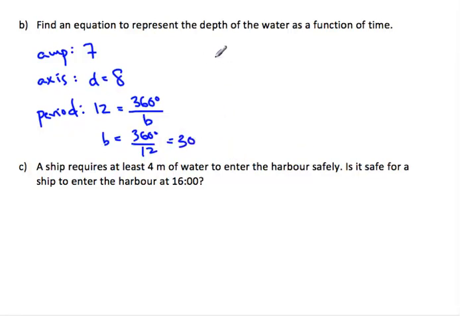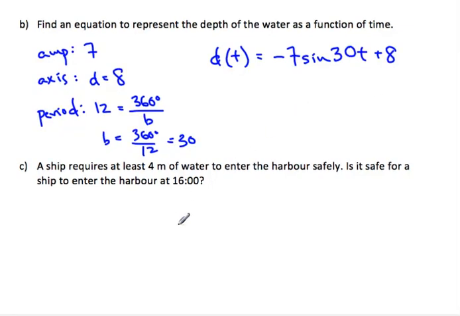That means that I can write my function as depth as a function of time is equal to, remember we said we're going to use a negative sine function, so negative, then we incorporate the 7 for the vertical stretch factor to get the right amplitude, sine, and then I need my b value of 30, my independent variable t, plus, and then a vertical translation of 8 to give me the new axis. So depth as a function of time is equal to negative 7 sine 30t plus 8 describes the function that we drew.